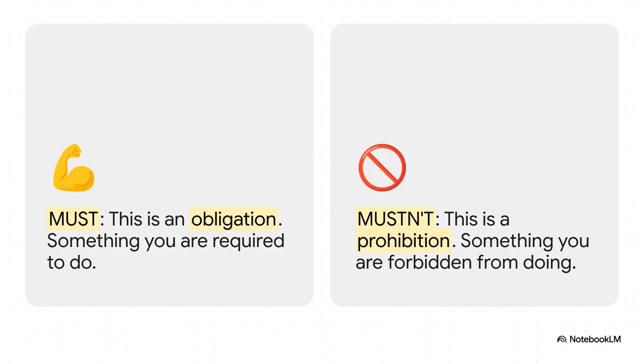Now this is really, really important. Mustn't is not the opposite of must. The opposite of I must go is I don't have to go, meaning there's no obligation. Mustn't is completely different. It means something is forbidden, it's prohibited. You mustn't smoke in here. It's not a choice, it's a strict rule.